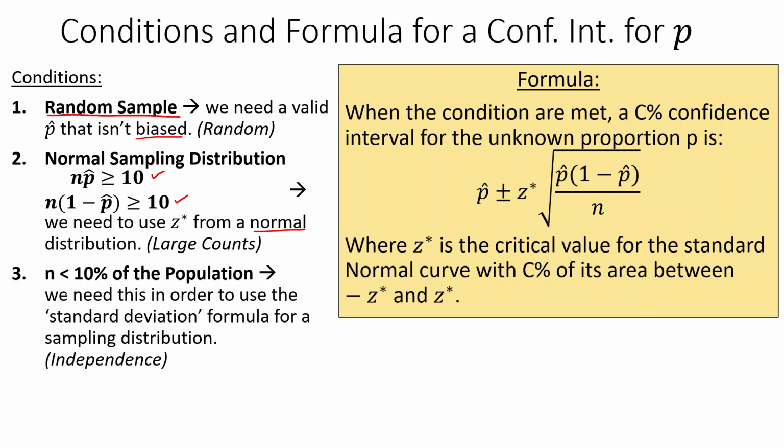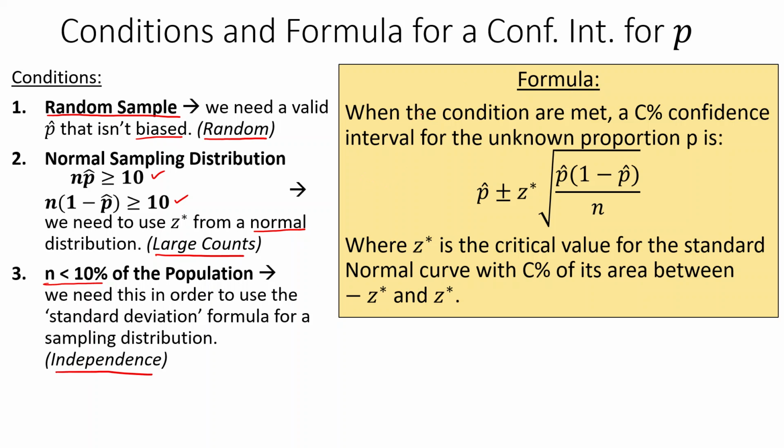The third thing we need, which we generally call independence, is we need our sample to be less than 10% of the population. Otherwise, the samples will not be independent of each other, and we can't use the standard deviation formula that we use for sampling distributions. These three conditions are sometimes called the random condition, the large counts condition, and the independence condition. We always have to check all three of them.